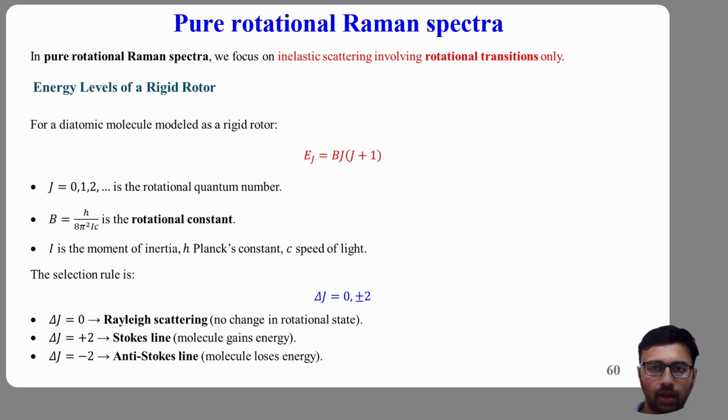Let us interpret these transitions physically. If delta J is equal to 0, there is no change in rotational energy. This produces Rayleigh scattering, elastic scattering. The scattered photon has the same energy as the incident photon. If delta J is equal to plus 2, the molecule gains rotational energy, the photon loses energy. This generates Stokes Raman lines. If delta J is equal to minus 2, the molecule loses rotational energy, the photon gains energy. This generates anti-Stokes Raman lines.